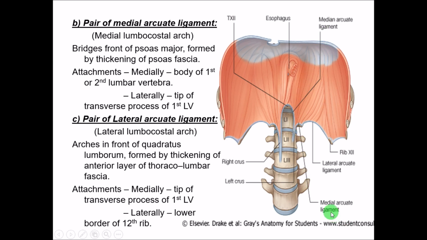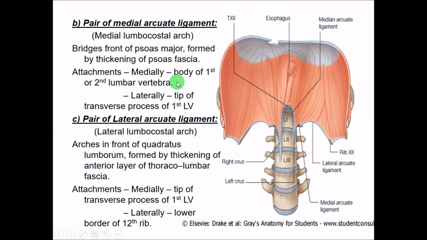This is the medial arcuate ligament, also called the medial lumbocostal arch, and it bridges in front of the psoas major muscle. Just behind it will be the psoas major muscle, which is taking origin here. We saw that the aorta was behind the median; behind the medial will be the psoas major muscle. This arch is formed by the thickening of the psoas fascia itself, as well as part of the diaphragm.